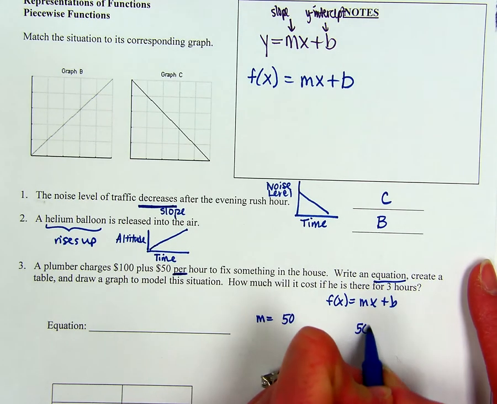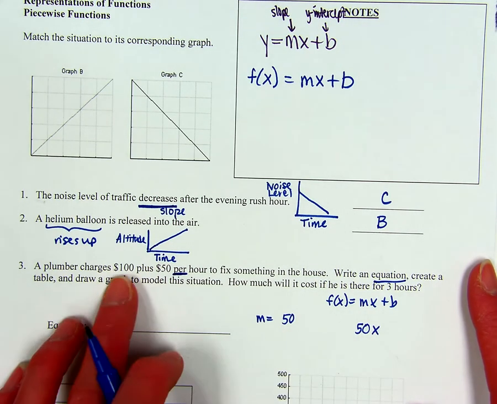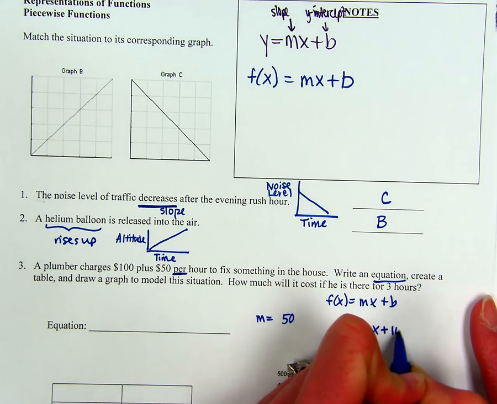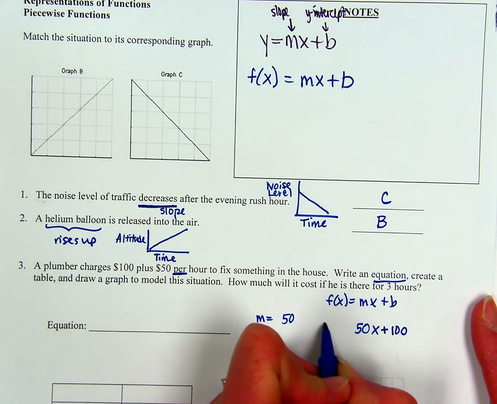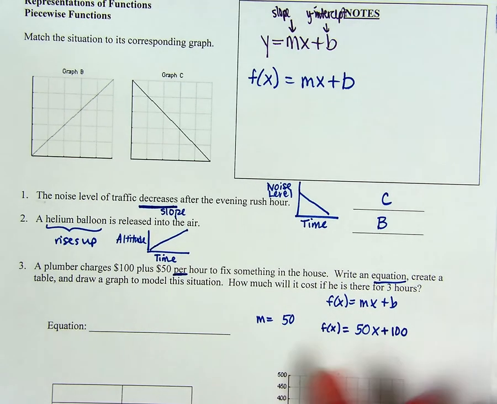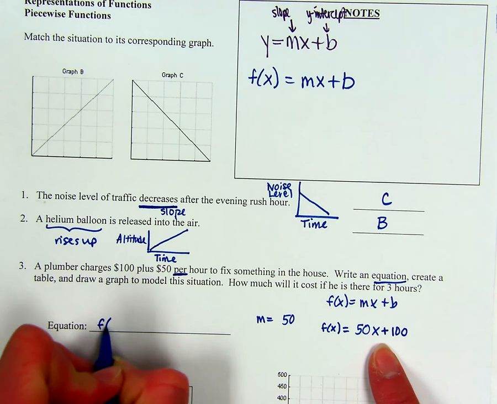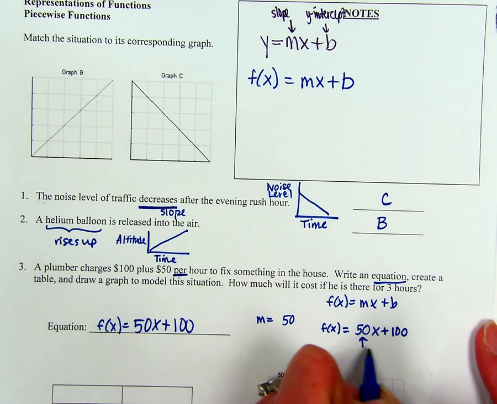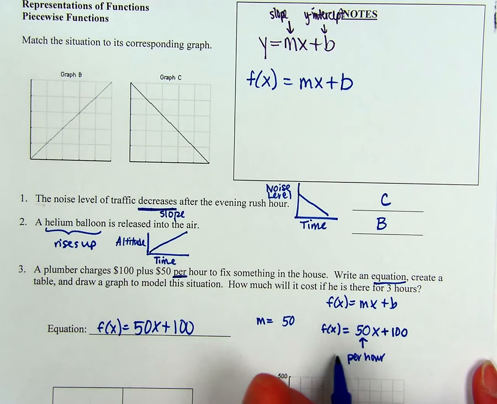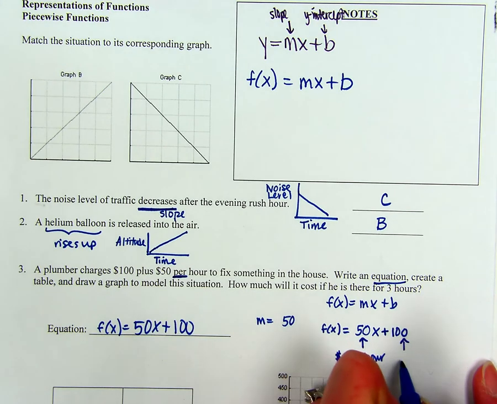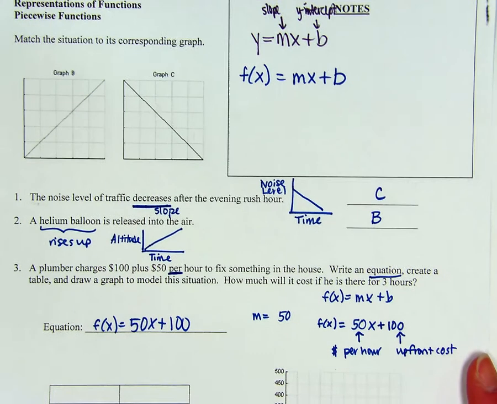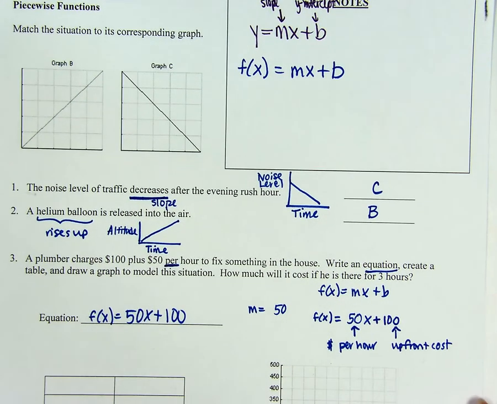All right, so I'm going to write 50x. Plus, they charge $100 basically for the guy or girl to come out to your house to fix your plumbing. So that's like your flat fee. All right, so our function is f of x equals 50x plus 100. So this is our money per hour that we're being charged. This is our upfront cost, or our initial fee, something like that. That would be our y-intercept.